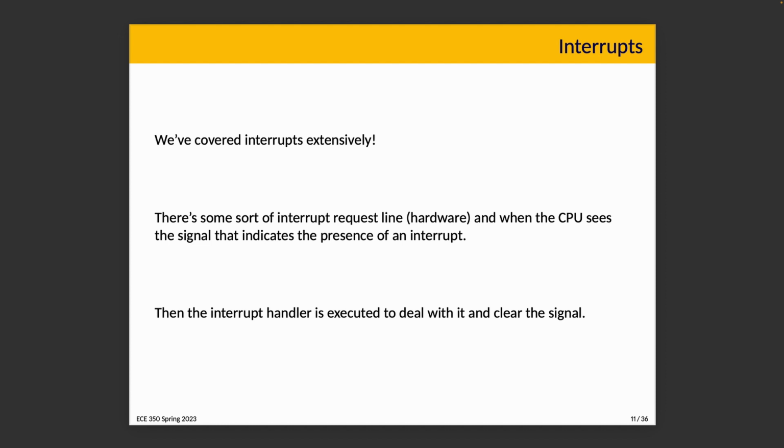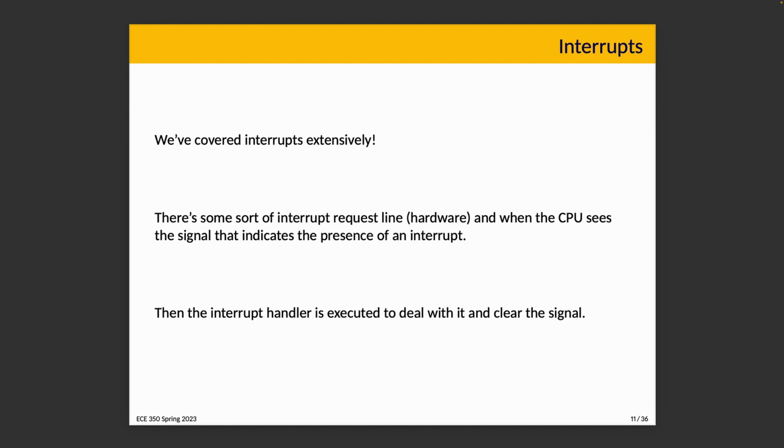It's just based on the idea that there exists some sort of interrupt line. This interrupt request line is hardware, and when the CPU identifies that a signal has been sent on this interrupt request line, it indicates that something is going on and something needs to happen. So the interrupt handler will be triggered. The interrupt handler will then begin executing, and it will do whatever else it needs to do, and at the end it clears the interrupt signal.